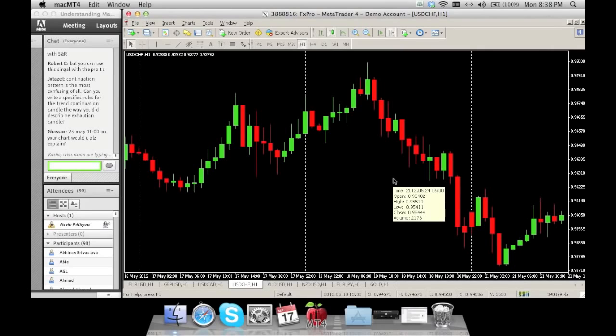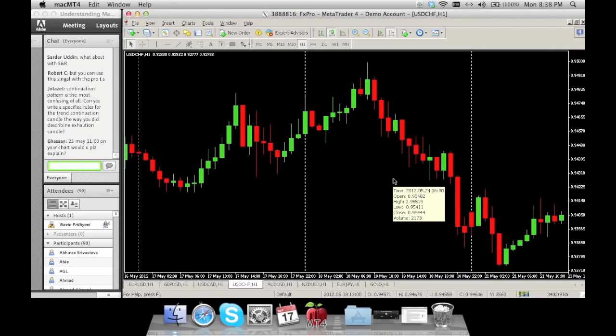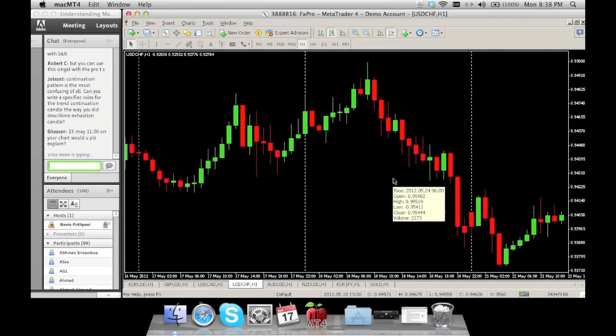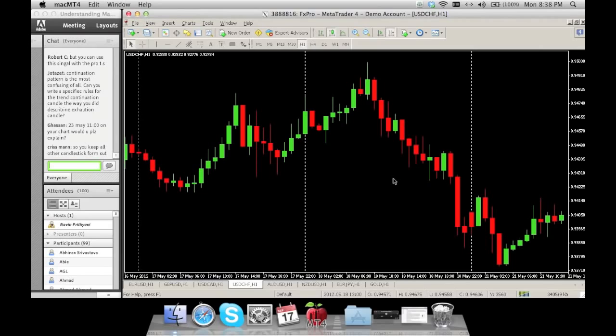Okay, trend continuation patterns for upside down exhaustions. 3 criteria. Is it in a trend? Okay. Number 2, what was the other one? Is it bigger than the previous candle? And number 3, does it look like an exhaustion candle?